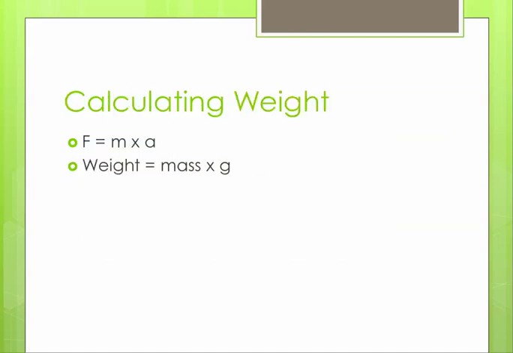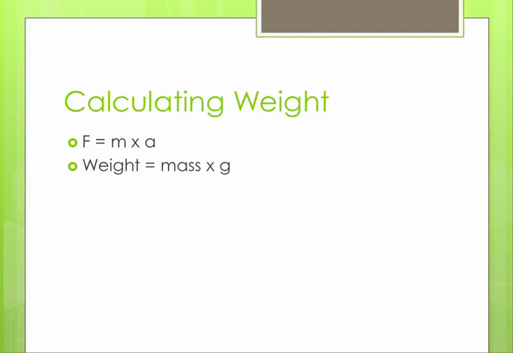To calculate weight, it's a force, so we're going to use force equals mass times acceleration. But since we're using weight, we're going to do mass times acceleration due to gravity, because weight is the force due to gravity. So it's the exact same equation, F equals m times a. We're just using a very specific acceleration because we want a very specific force.